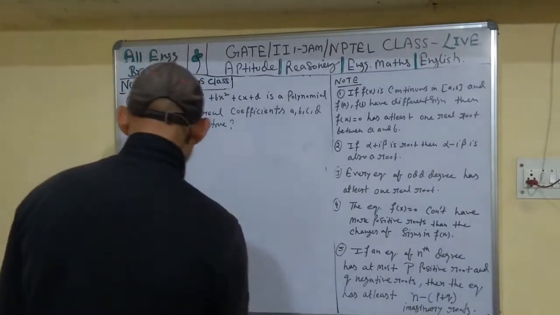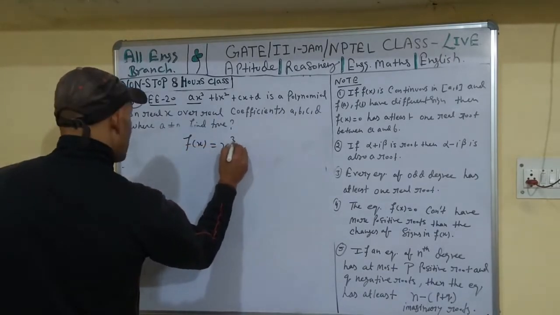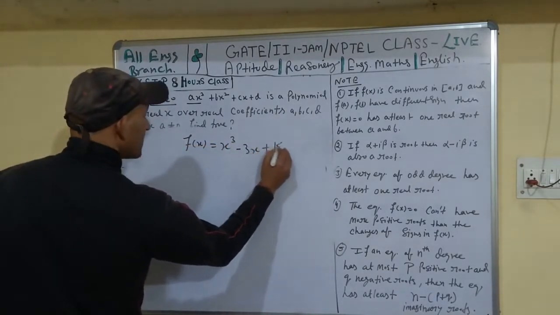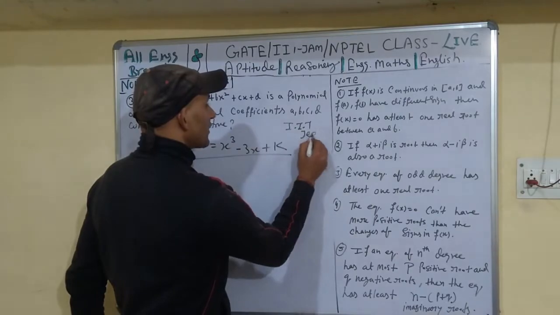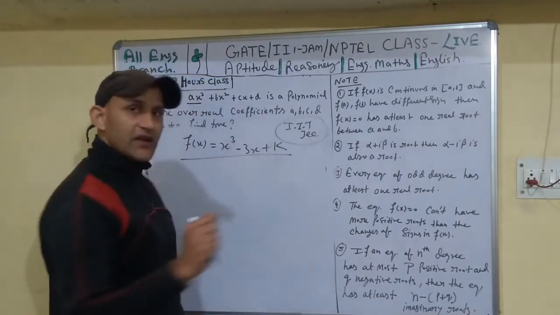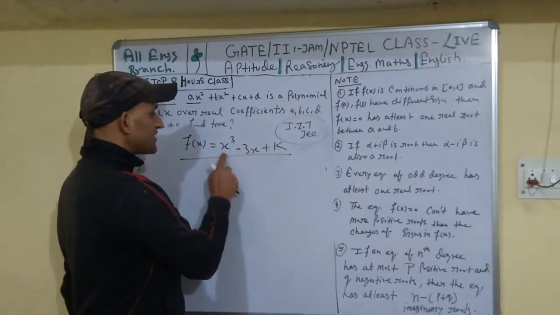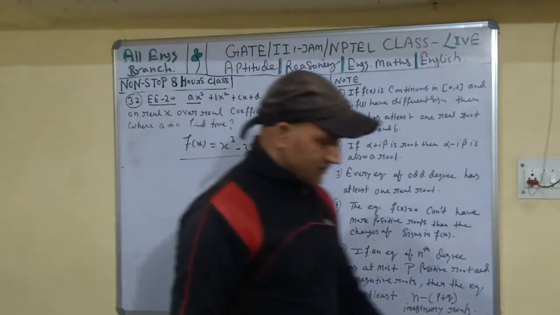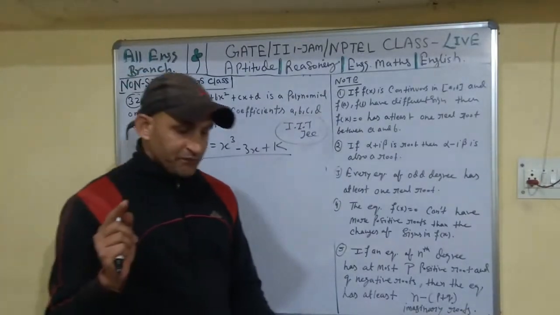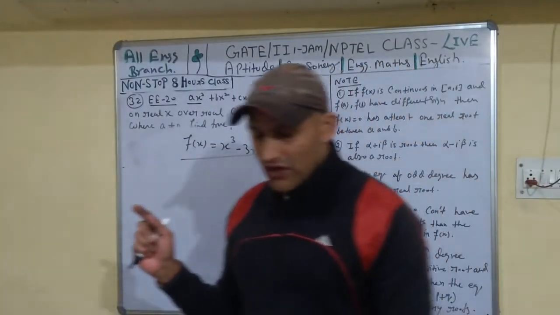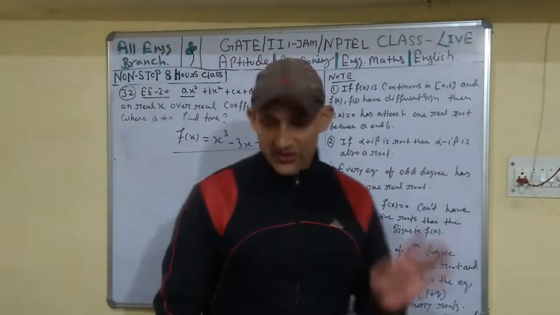So the last example is, he is asking f of x is equal to x to the power 3 minus 3x plus k. This question has come in your IIT JEE. The same question has also come in the GATE exam. They have written beta in place of k and changed the value, but they asked the same question. I am reading the question: find the range of values of k for which all the roots of the following equation are real. Again I will read the question.